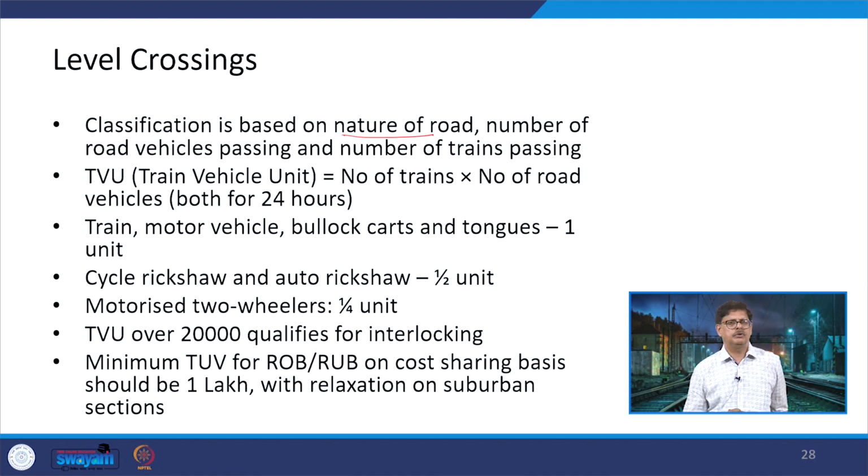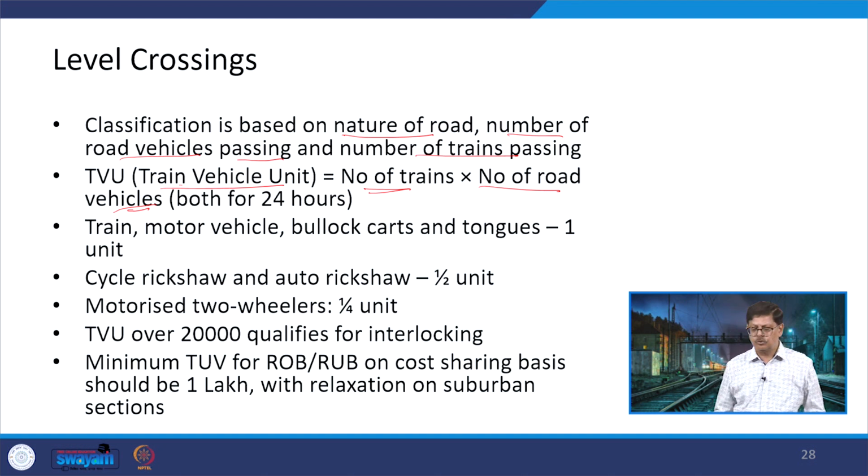In the case of rural highways, like we have national highways, state highways, MDR, ODR, VR, or similarly in urban roads also different classifications are available. Then the other thing is the number of road vehicles which are passing and the number of trains which are passing. So, what is this TVU, the train vehicle unit? This train vehicle unit is the number of trains multiplied by the number of road vehicles, and this has been taken for 24 hours.